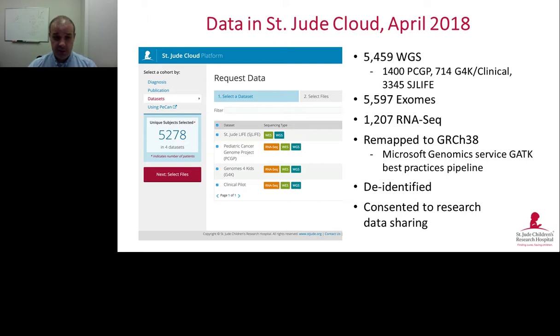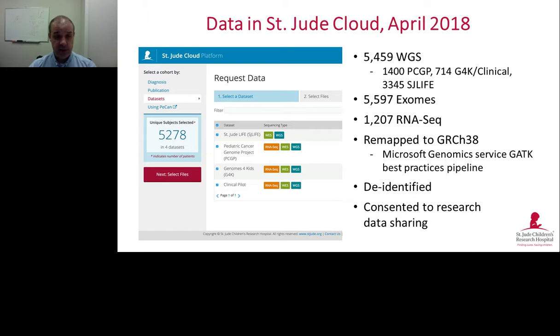These come from common and rare pediatric tumors, as well as matched normal tissue from the tumor donors. All of these samples have been consented for research data sharing. Importantly, the data set is also harmonized. We remapped everything to the latest build of the human genome, GRCh38, using the Microsoft Genomics service GATK best practices pipeline. As I just said, the data is de-identified and it is consented.